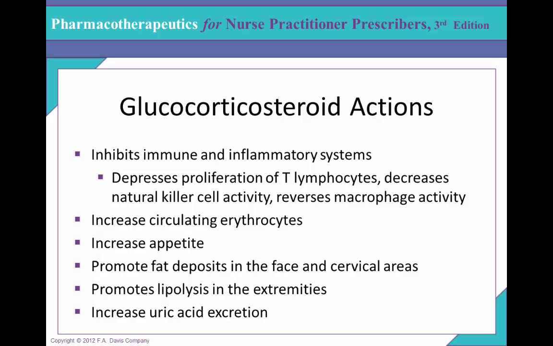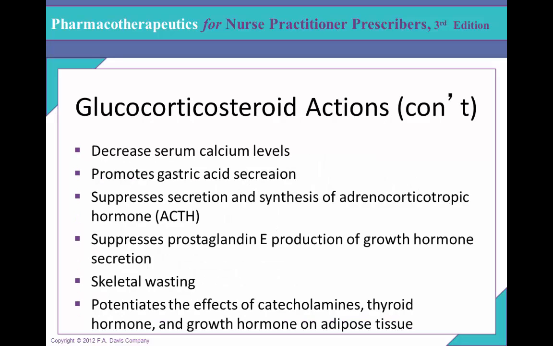Increased uric acid excretion, so patients with Cushing's syndrome could also have gout and hyperuricemia. Decreased serum calcium level, hypocalcemia, as well as hypercalcemia. So hypocalcemia for Cushing's, hypercalcemia for Addison's. Promote gastric acid secretion, so patients could have GI distress and gastritis and peptic ulcer disease in Cushing's and backwards in Addison's disease, and so on.